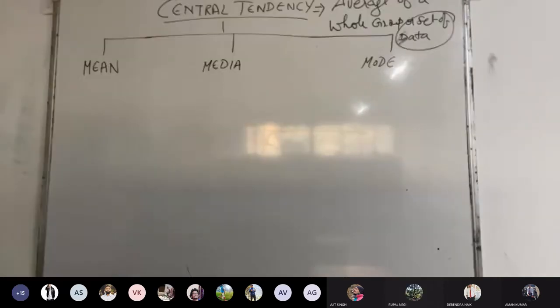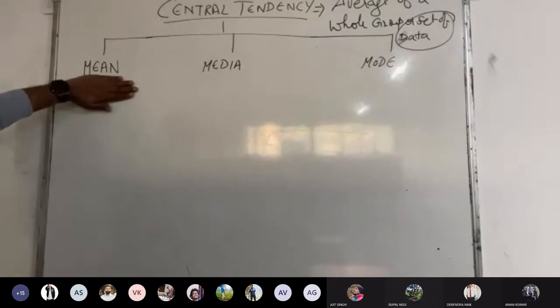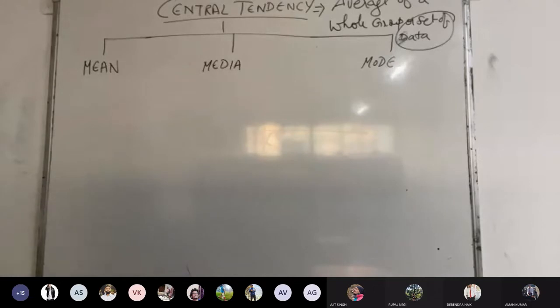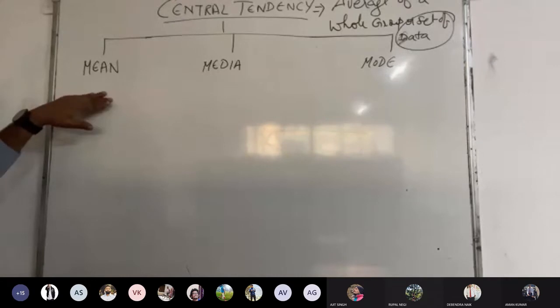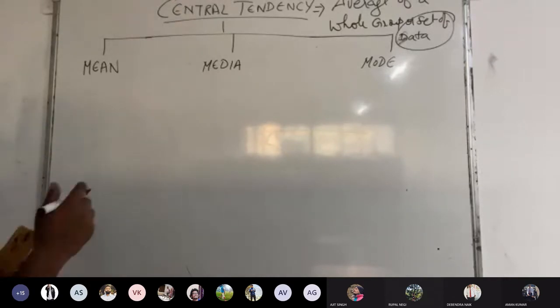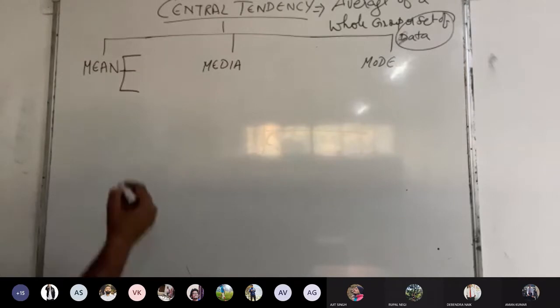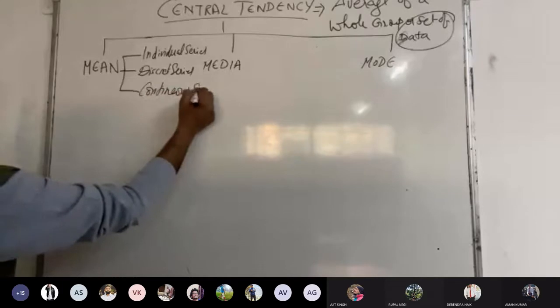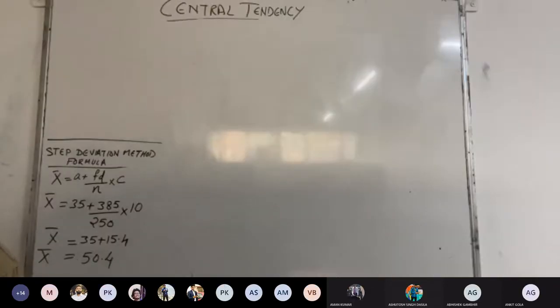We are going to work on central tendency. As far as central tendency is concerned, we can express it in three ways: one is by mean, second is by median, and third is with the help of mode. Today we will start with mean. And as I said, when I do the mean calculation, I will do it with continuous series.